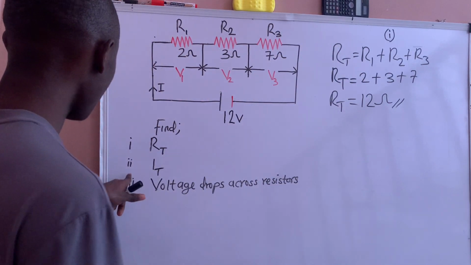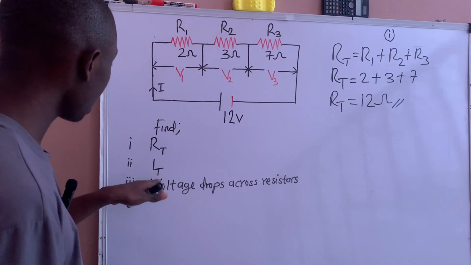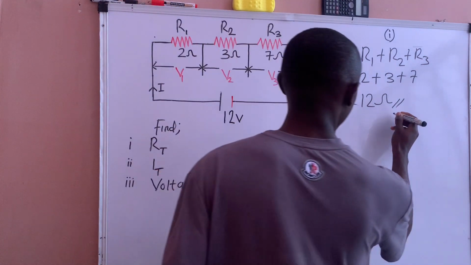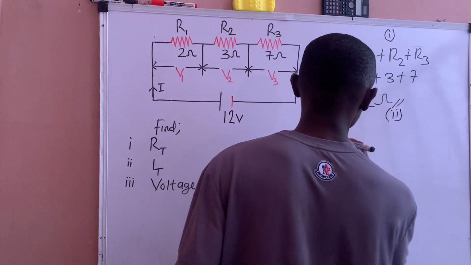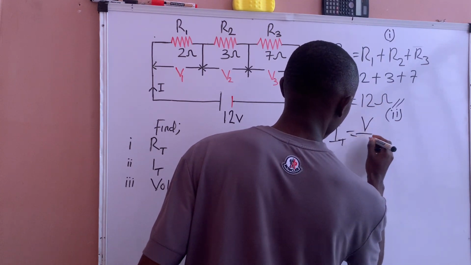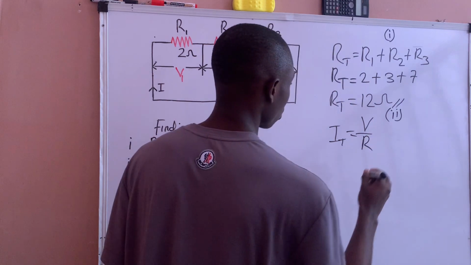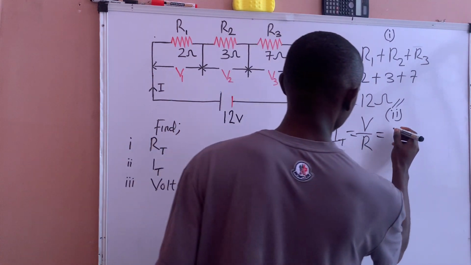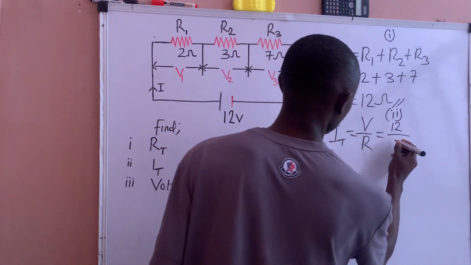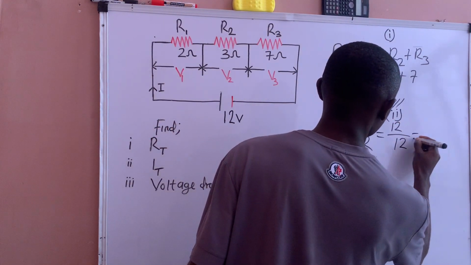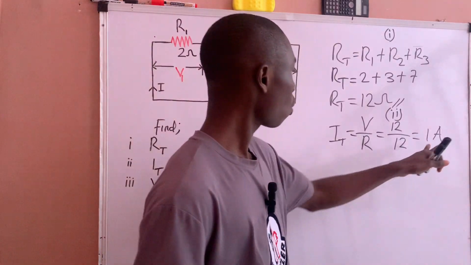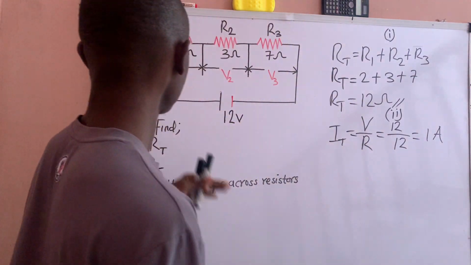Then for part two, we are asked to find IT, which is the total current. From Ohm's law, the total current will be V divided by R. The total supply voltage is 12 volts, and the total resistance, which we just calculated, is 12 ohms. So our current will give us 1 amp. So 1 amp of current flows through the circuit.